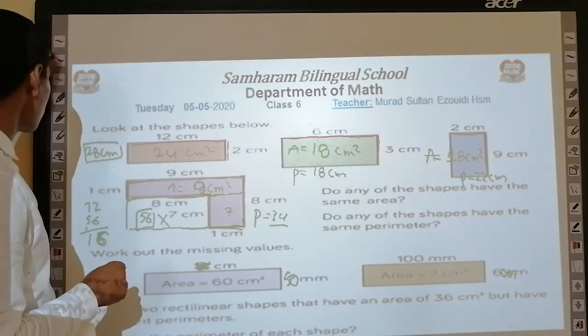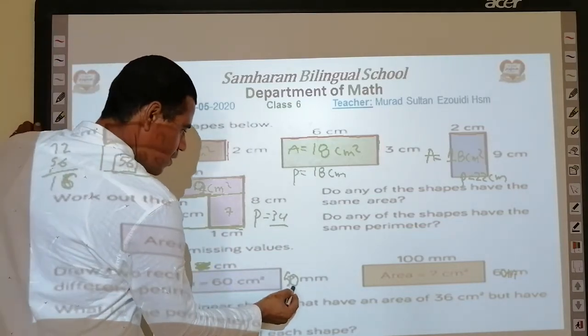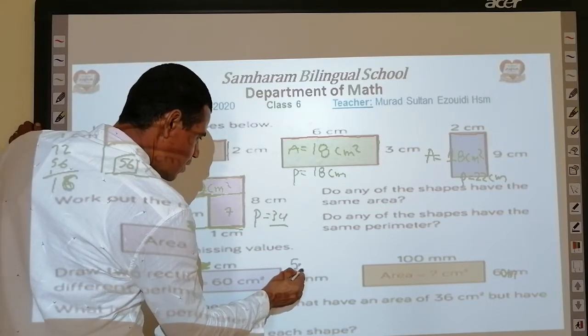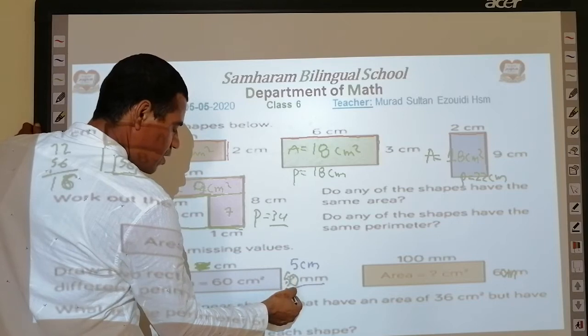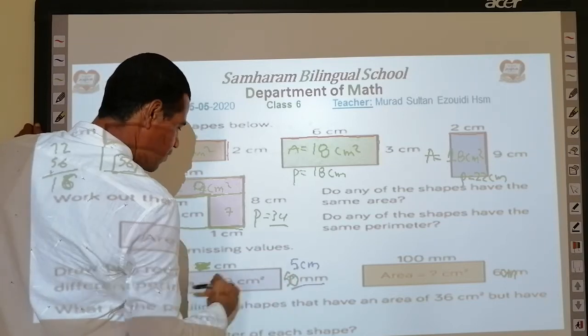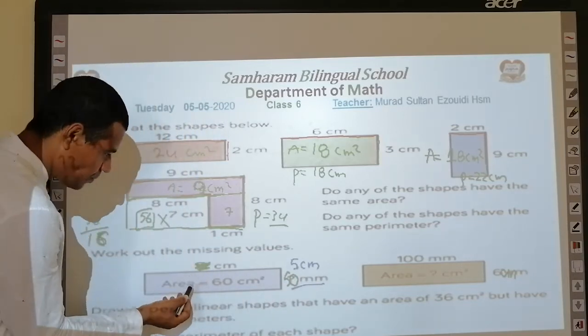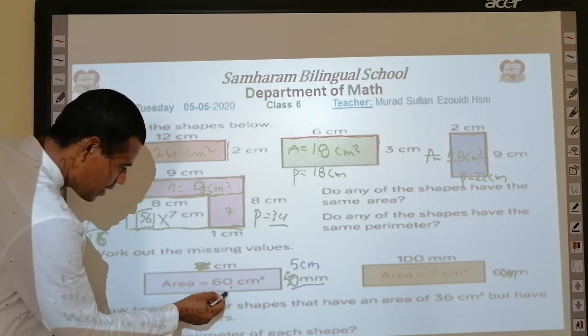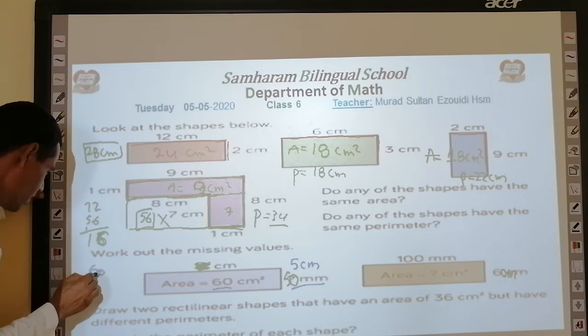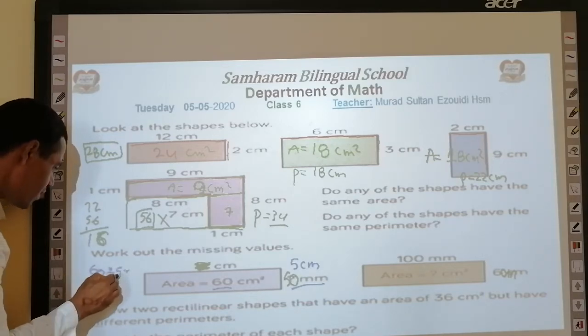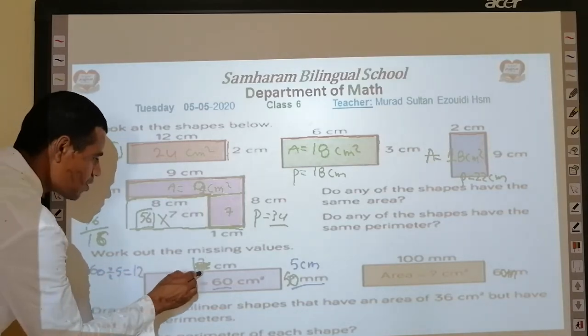This one, my learners, can you change to millimeters? It will be 5 centimeters. Divide the 50 millimeters by 10 gives 5 centimeters. This one, you will make 60 centimeters squared divided by 5. 60 centimeters squared divided by 5 gives 12. So this one, my learners, is 12.